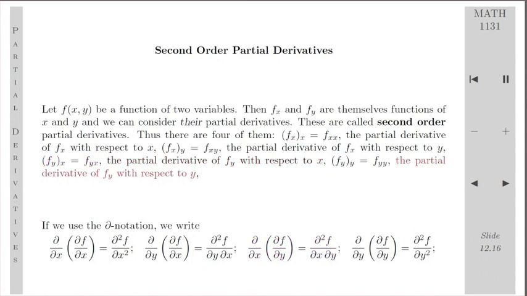And finally, the partial derivative of fy with respect to y with the subscript notation is fyy, or with the d notation as df over dy and then d over dy, which we abbreviate as d squared f over dy squared.